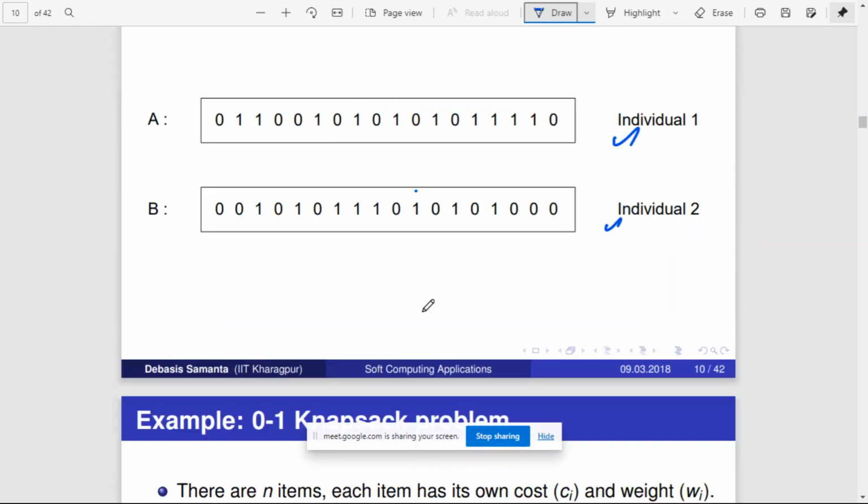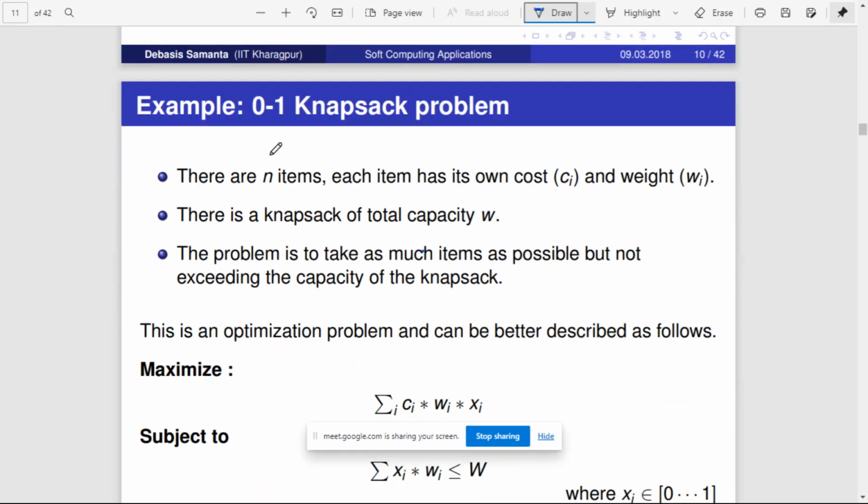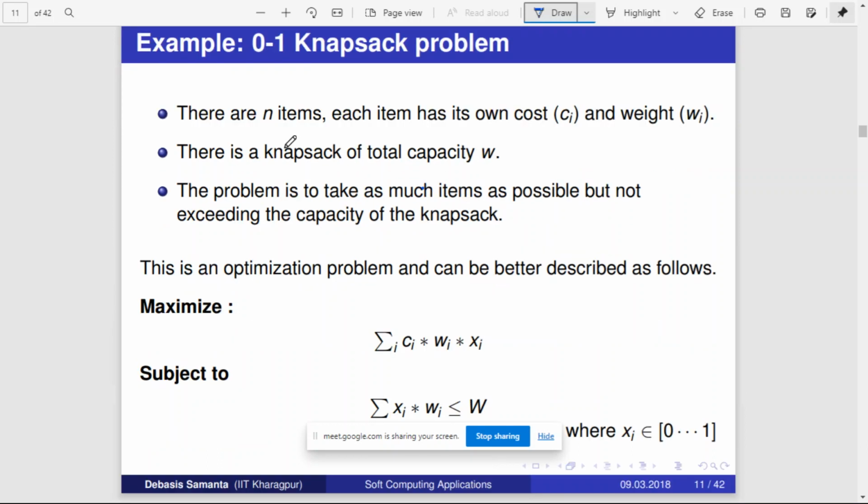So let us discuss this with an example. We'll take this problem, called the 0-1 knapsack problem. The question is this: there are n items. Each item has its own cost and weight. Say a shop has n items, and each item has its cost and its weight. And there is a knapsack. Knapsack means a bag, and the total capacity of the bag is W. That is, the bag can hold only this much weight. It cannot hold anything beyond this weight.